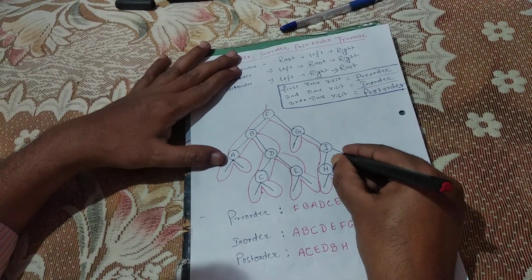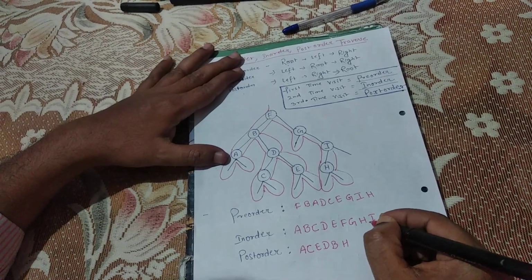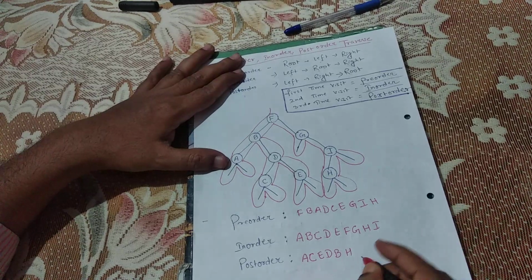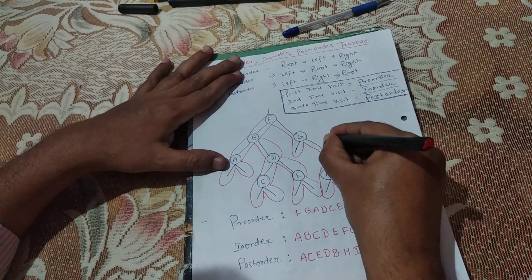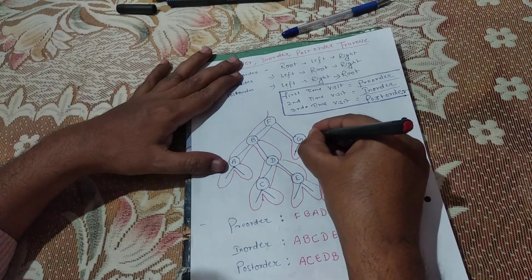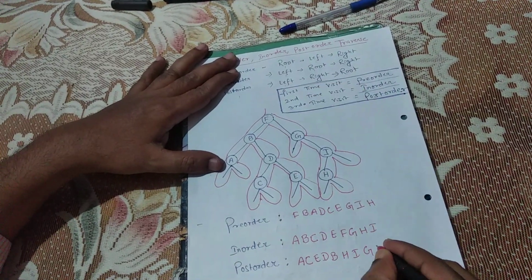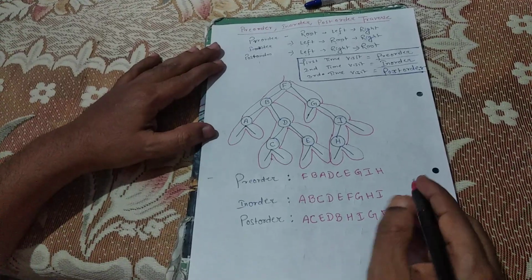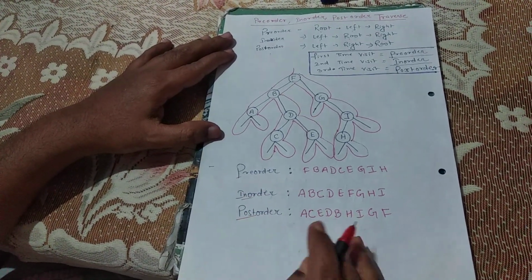Now again I will be visited the second time, so write in in-order. Again I will be visited the third time, so write here I. Again the third time G will be visited, G, and again F will be visited the third time, F. In this way we get pre-order, in-order, post-order traversing.